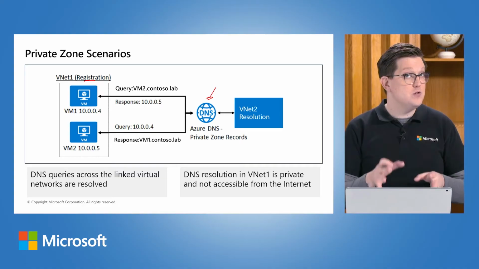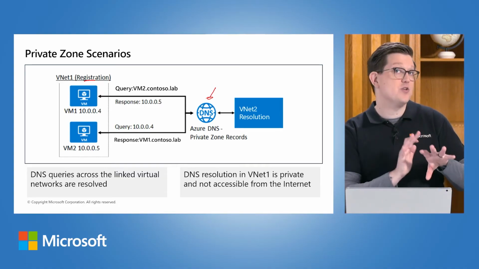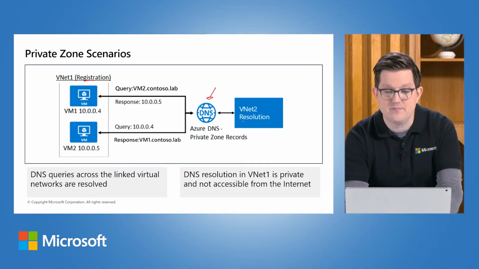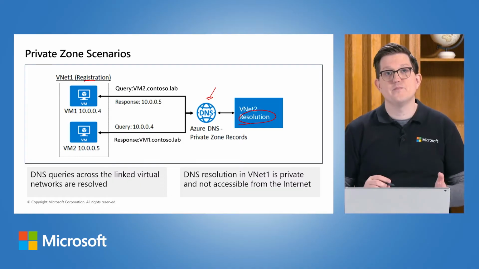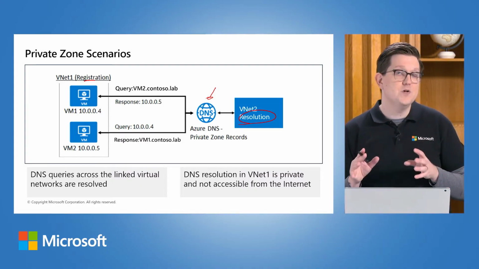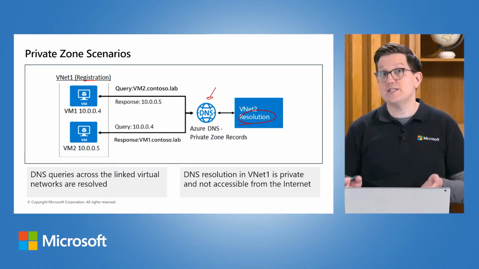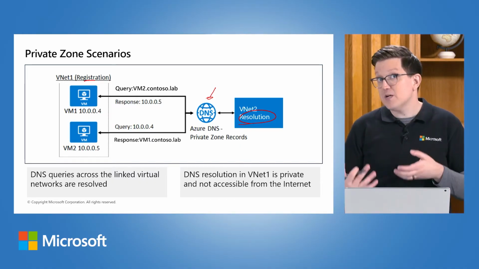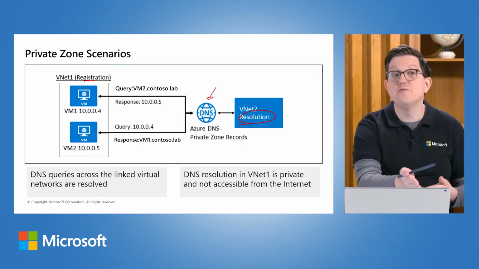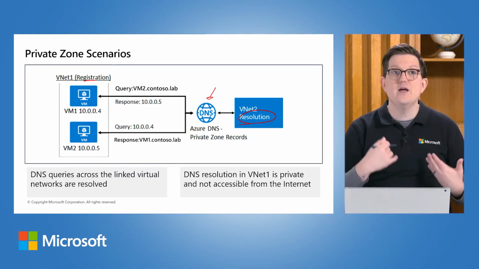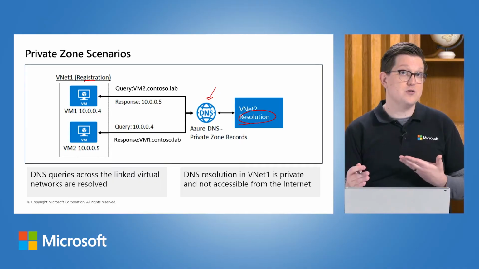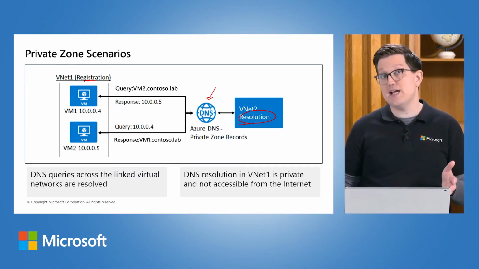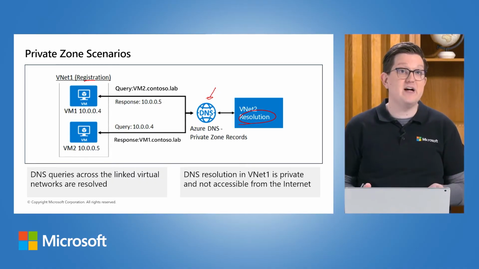Where this is super useful though, is not necessarily just on the registration side. Resolution. We can actually mark virtual networks for resolution of these IPs as well. This association means that if someone is trying to reach, in this example, virtual machine 1, VM1 there, they can go to vm1.contoso.lab from any associated virtual network and they'll be able to find it quick smart.